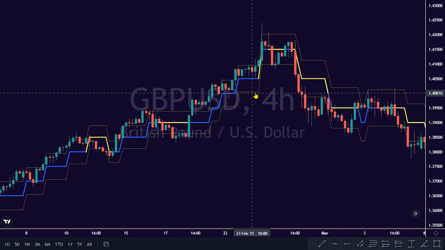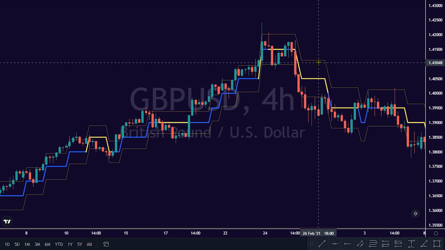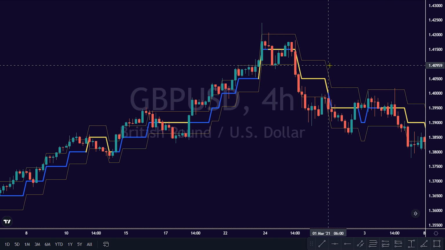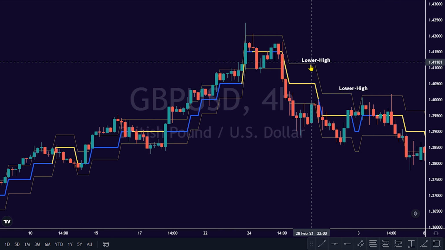Hold on to the bullish position until the upper PCT envelope carves a lower high swing, as we can see on this price chart here.